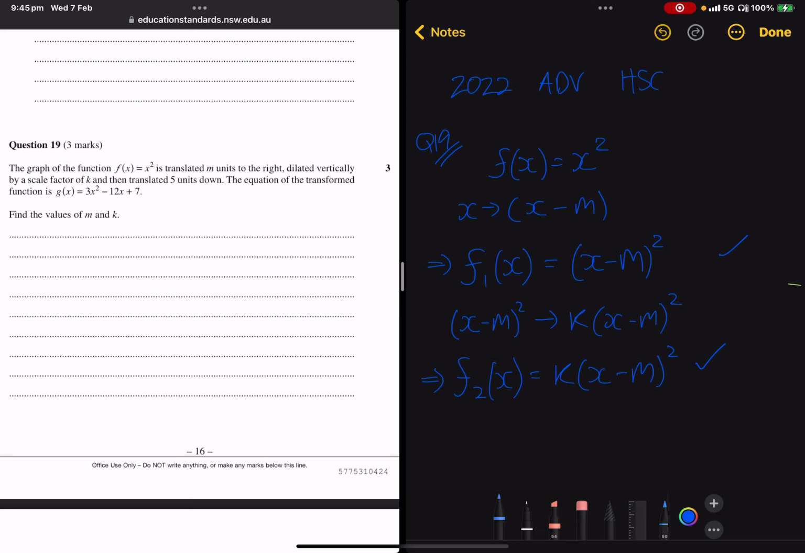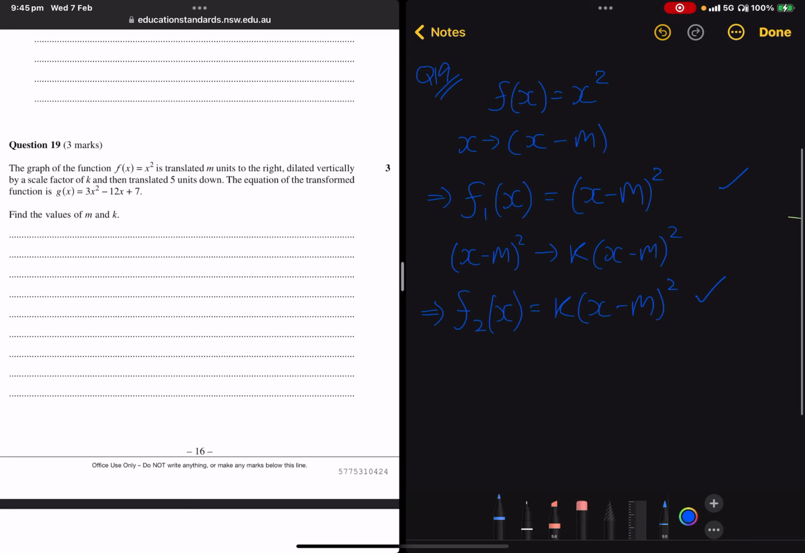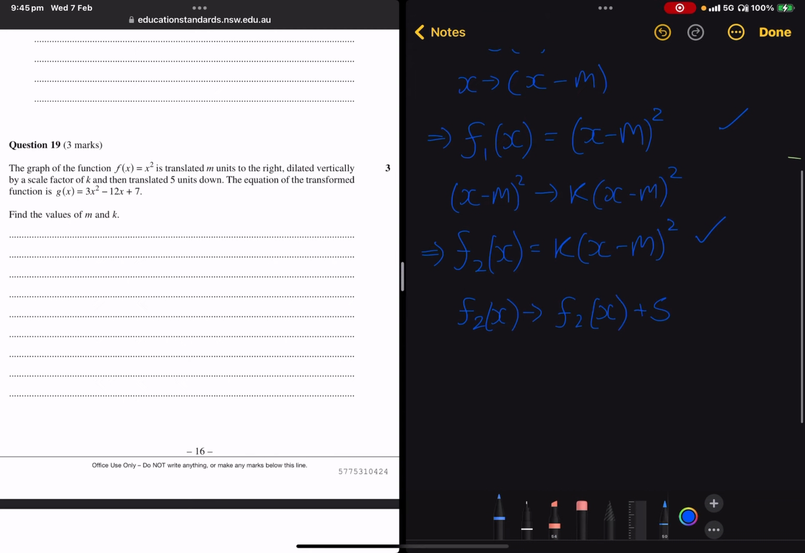These are the first two transformations, and then we need to translate it down by 5. So if we subtract 5 from f2 of x, this gives us f3 of x, the fully transformed function, which is k times (x minus m) squared minus 5. So this is the function we're after.